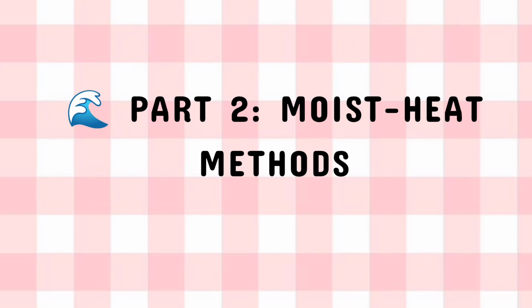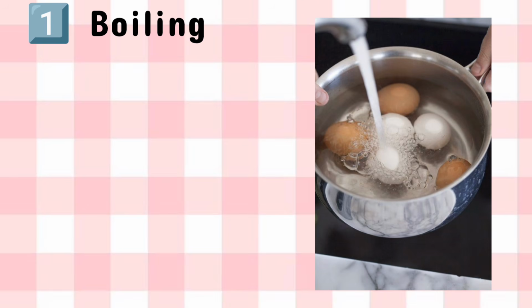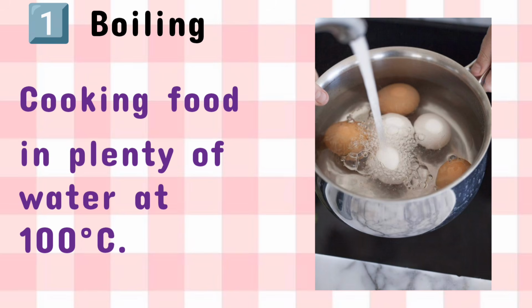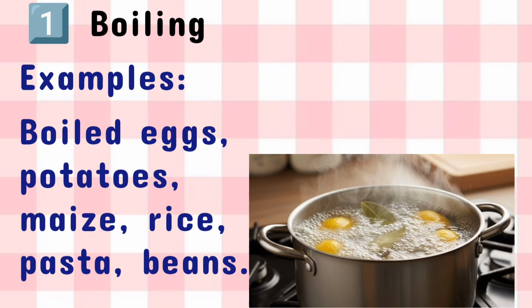Part 2. Moist heat methods. These methods use water or steam to transfer heat to the food. The first one is boiling, where we cook food in plenty of water at 100 degrees Celsius. Examples of foods that can be boiled include eggs, potatoes, maize, rice, beans, and pasta.